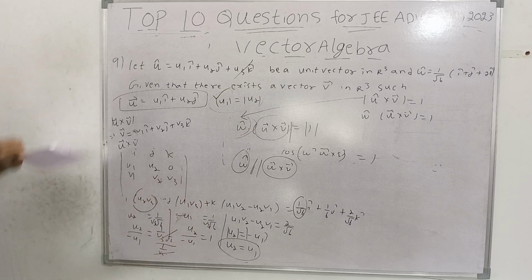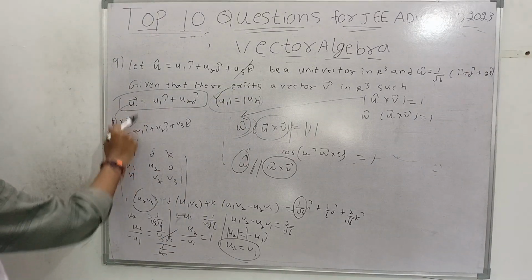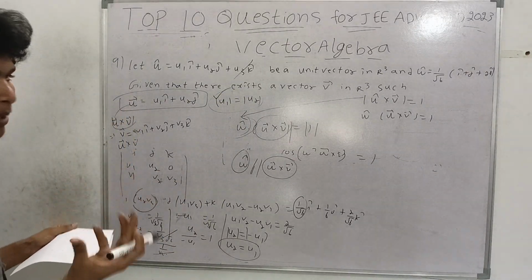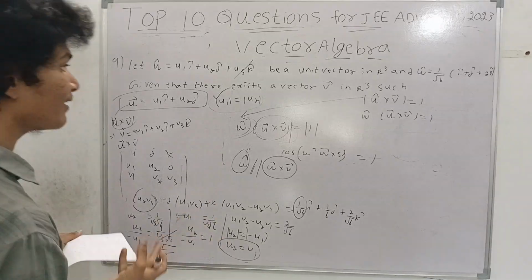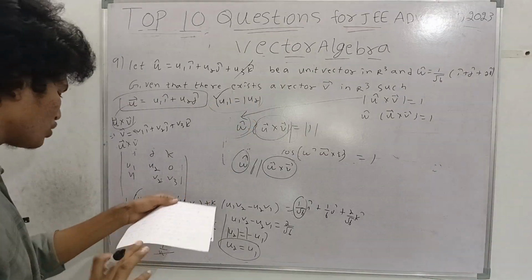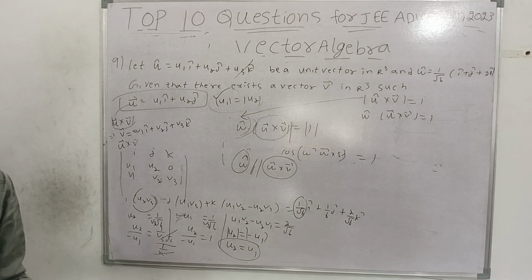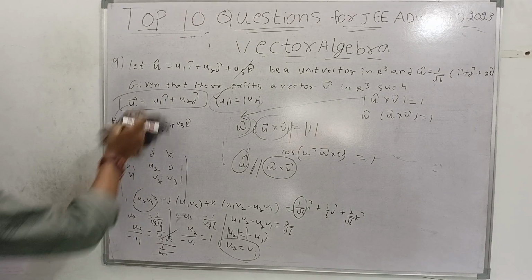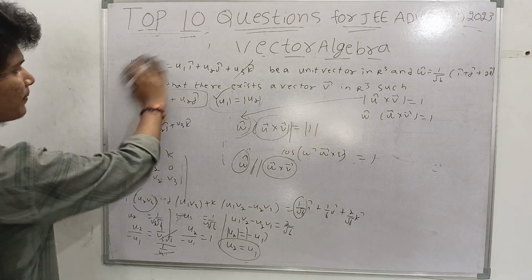So one thing is solved. The first thing is already solved, that is, there might be infinite possibilities of v cap. And another thing I solved is magnitude of u1 equal to magnitude of u2. These two things are completed. And the question is asking 2 only, not more than 2. So the 9th question got completed.